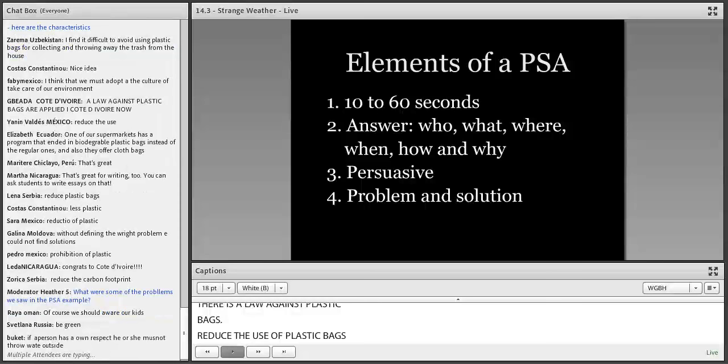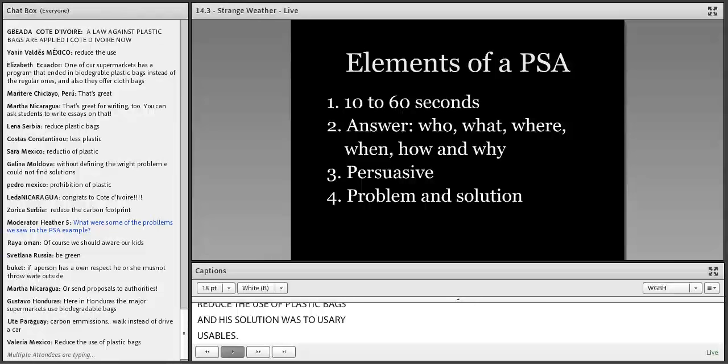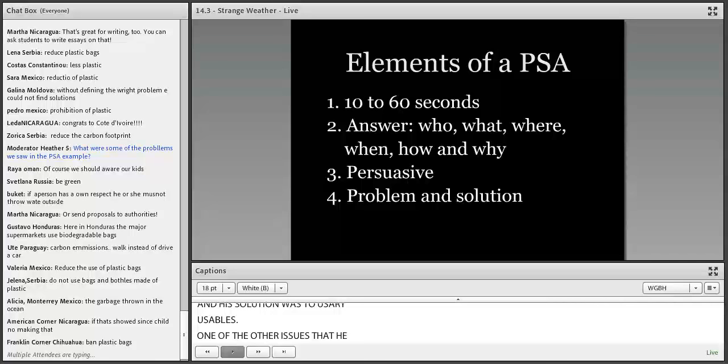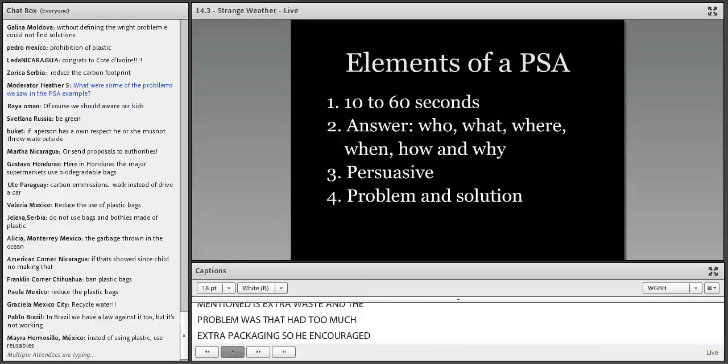One of the other issues that he mentioned was extra waste, and the problem was that we had too much extra packaging. So he encouraged the solution to that. He encouraged us to reduce the size of the packaging.